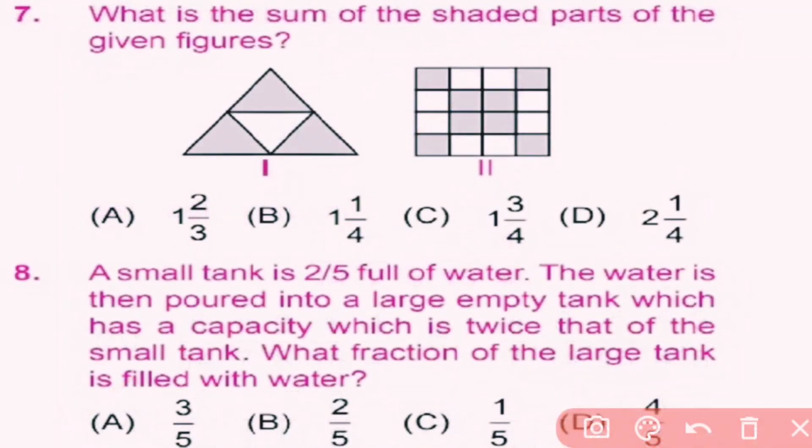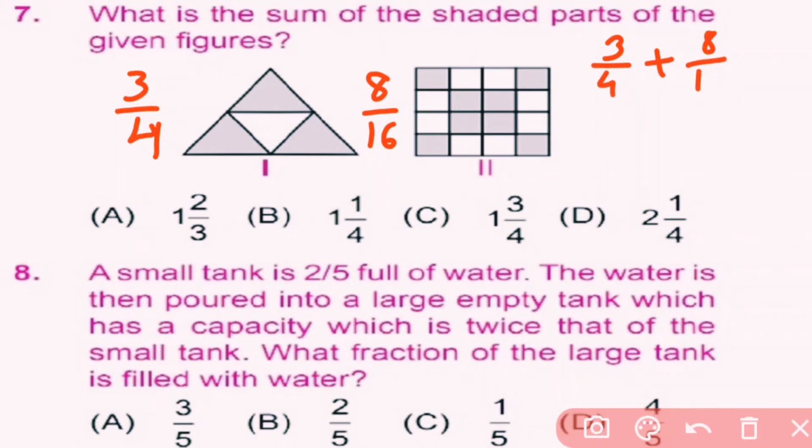Question number 7. What is the sum of the shaded part of a given figure? Here total equal parts are 4 and out of 4, 3 parts are shaded, and in this fraction total parts are 16 and out of 16, 8 parts are shaded, and addition of this is 3 by 4 plus 8 by 16. So here we cannot directly add it, we have to find out their LCM, and LCM is 16.